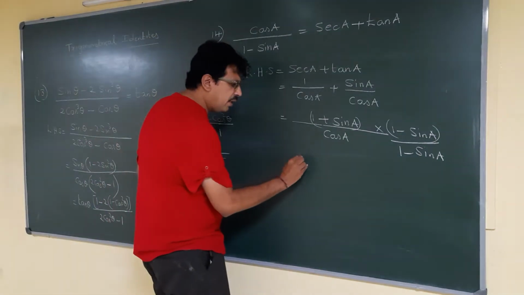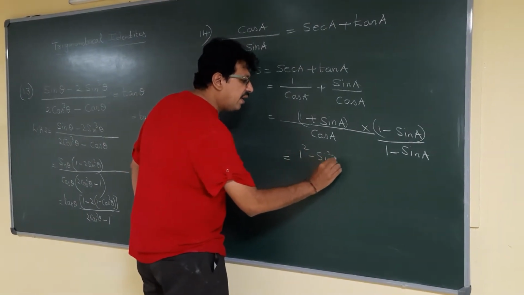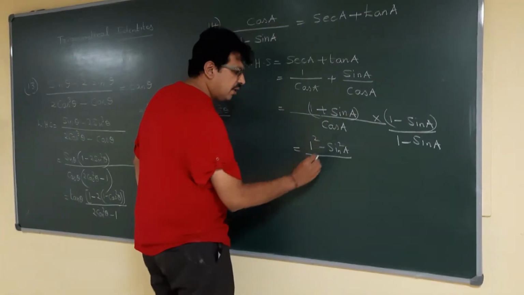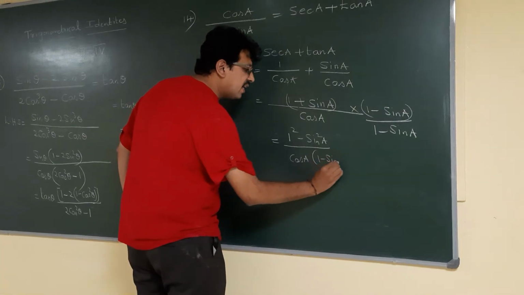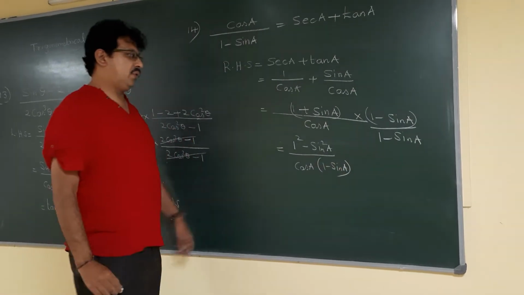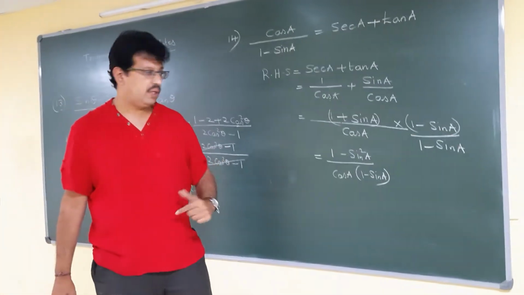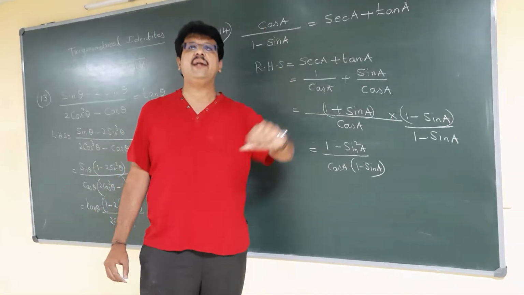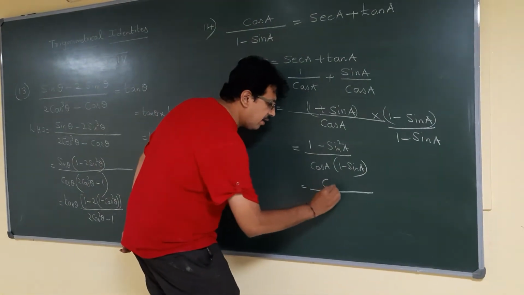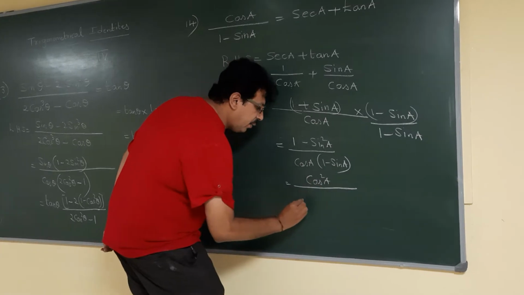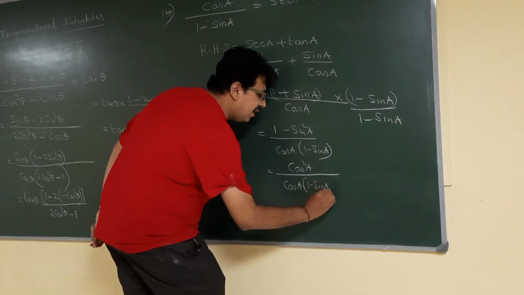That is nothing but 1 square minus sin square A divided by the denominators, cos A into 1 minus sin A. Of course, 1 square is nothing but 1 itself. Children, you should know that very well. 1 square is 1. So 1 minus sin square A. Again the identity: 1 minus sin square A is cos square A. Cos square A divided by cos A into 1 minus sin A.